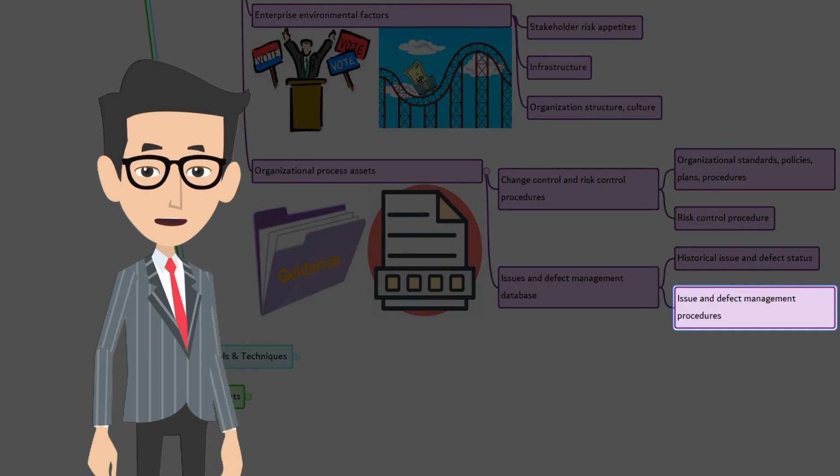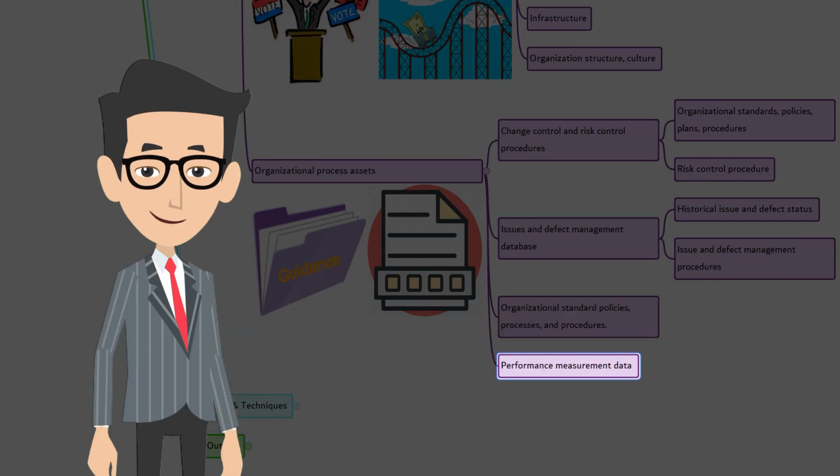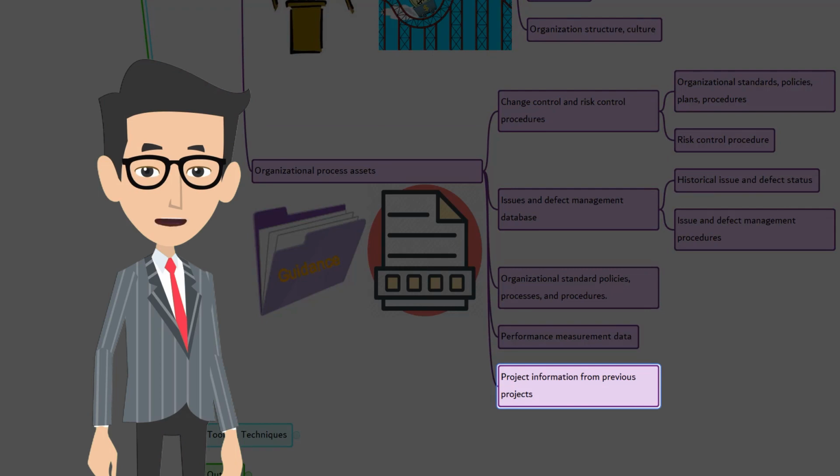These procedures define identification and resolution, controls and action tracking, organizational standard policies, process and procedures, performance measurement database that was used to collect and make available measurement data on process and products, project information from previous projects such as scope, cost, schedule, performance measurement baselines, project calendars, project schedule network diagram, risk registers, risk reports, and lessons learned repository.